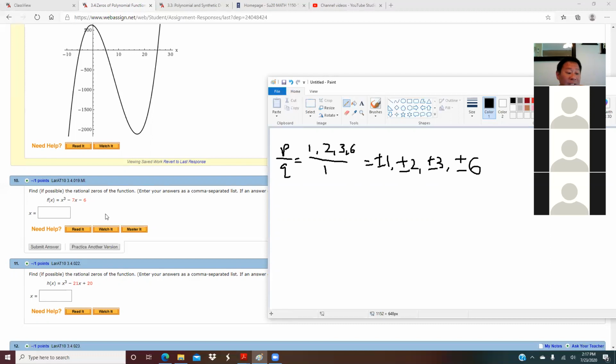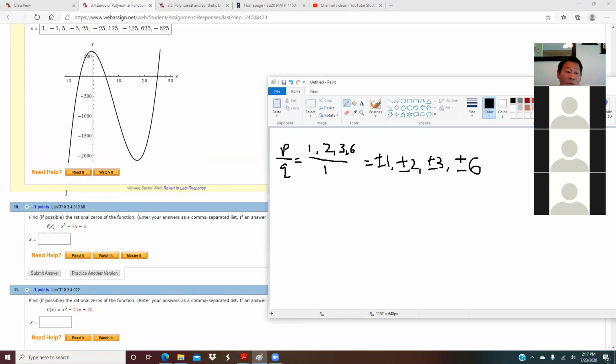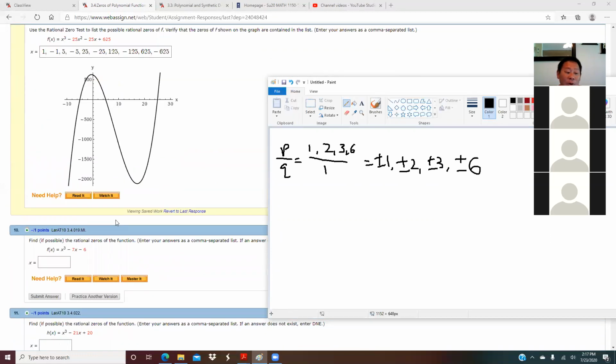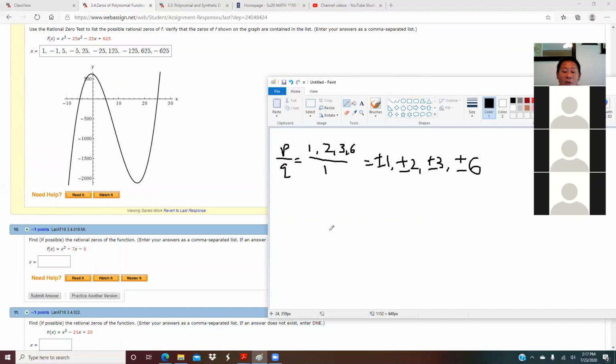If you give me plus minus 1, 2, 3, 6 here, you will get it wrong, because this question doesn't ask for possible zeros. Here they ask for possible; this question asks for the rational zeros. So what you need to do is take out of these 8 choices 3 zeros. That means when you do your synthetic division, the remainder will be 0. You have to do it 3 times.